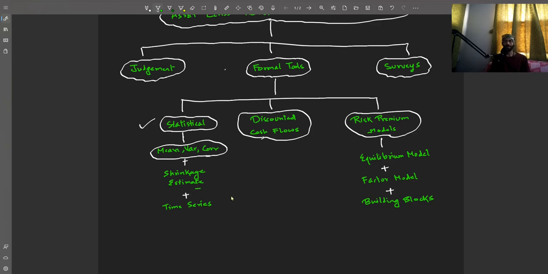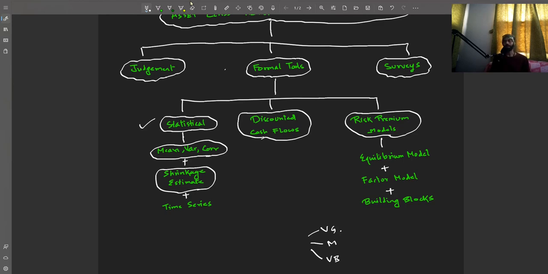Shrinkage estimates are basically a trade-off of two contrarian judgments. Let's say you are thinking the future is going to be very good, and the alternative option is that the future is going to be moderate or very bad, right?